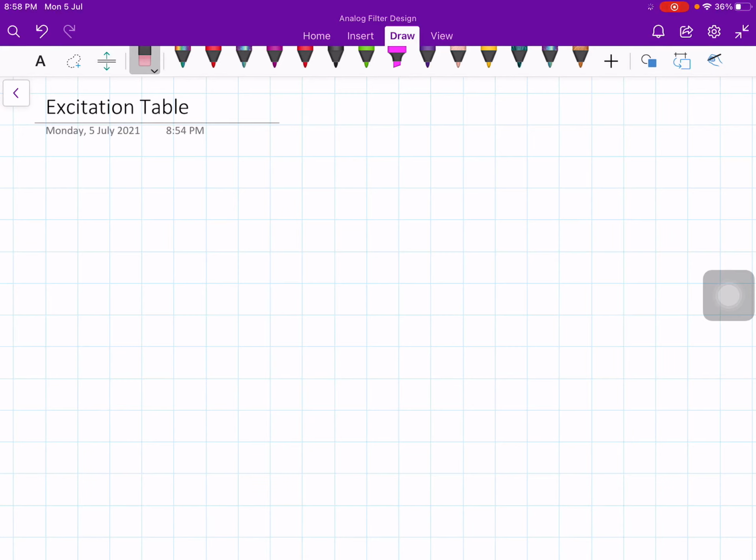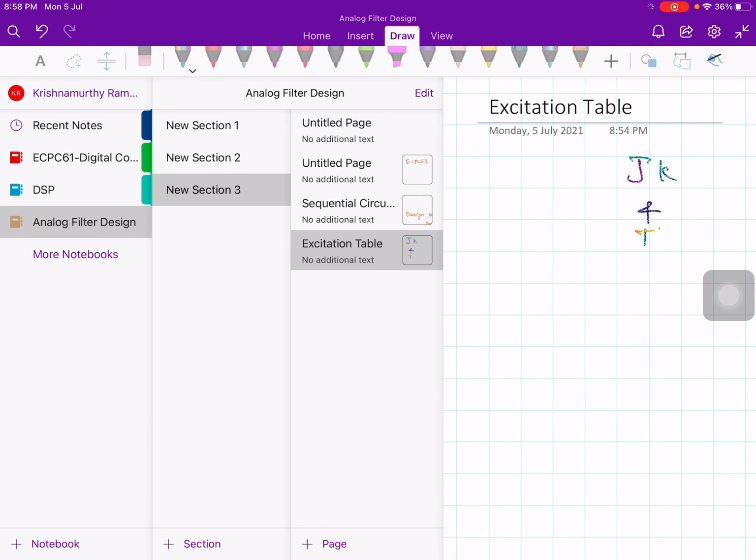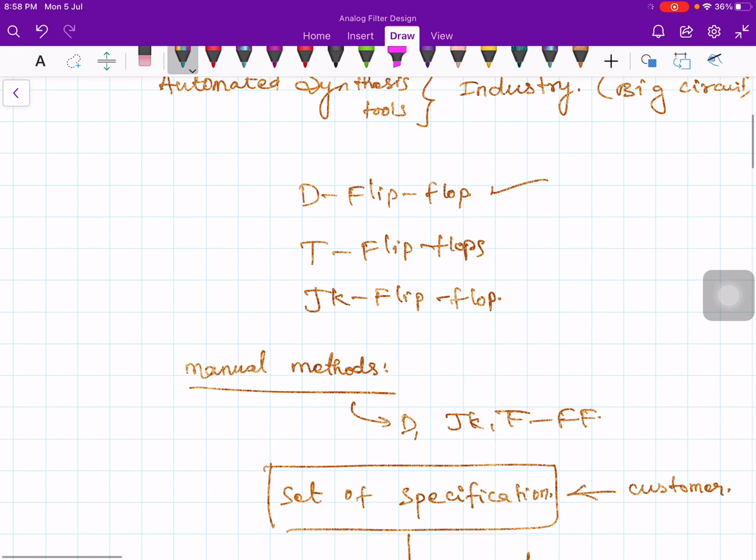So in this lecture, let us discuss the excitation table for the flip-flops like JK flip-flop and T flip-flops. Now, as I said in the previous lecture, the design of a sequential circuit with flip-flops other than D type is complicated. Why? Because let me go back to the previous lecture.